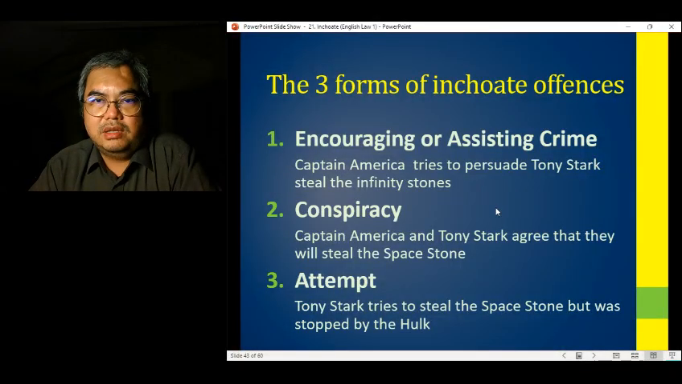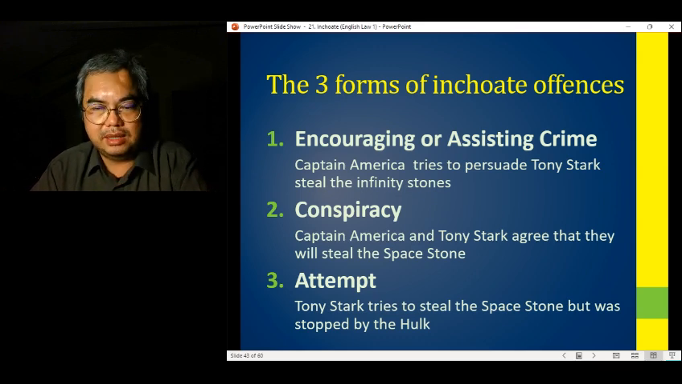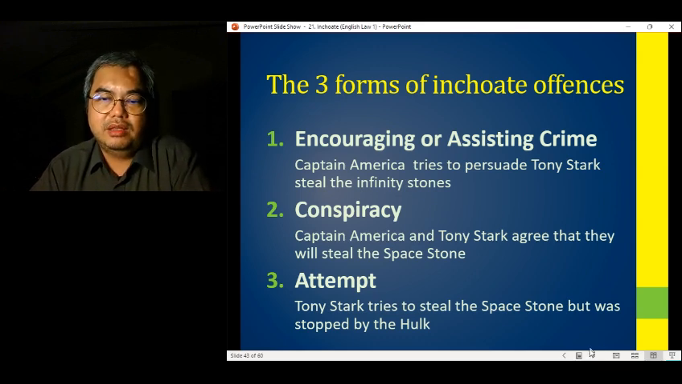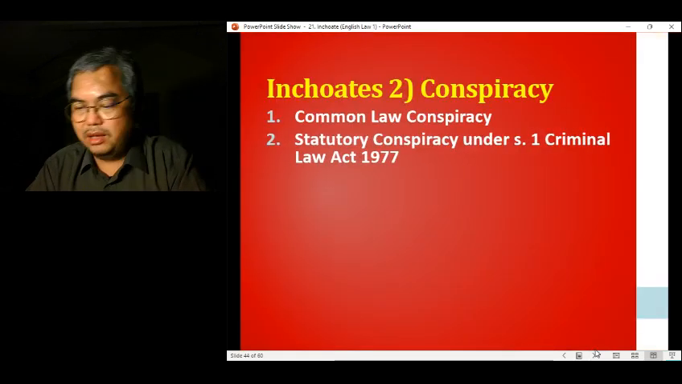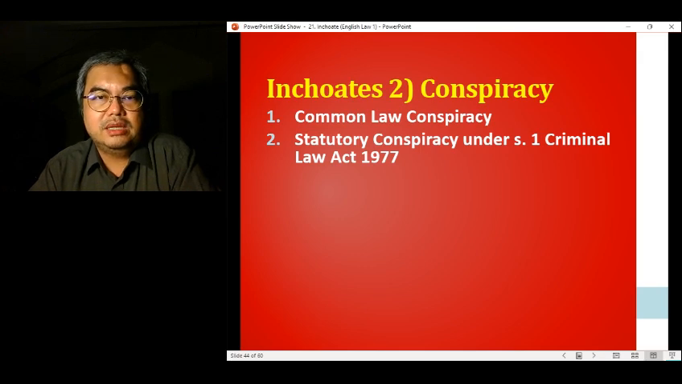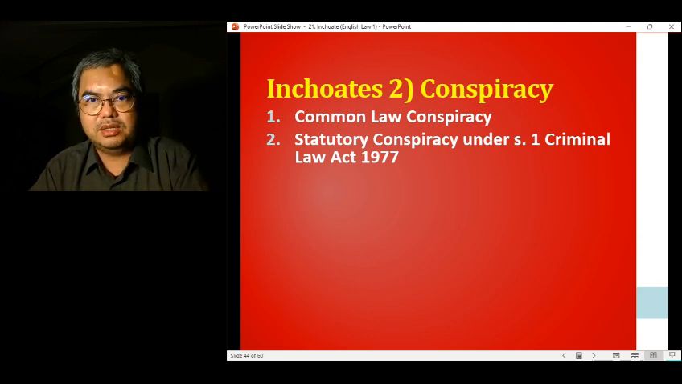We shall now move on to the next inchoate offense, which is conspiracy. Now, the key thing to conspiracy is that there must be an agreement. There must be an agreement, and it is between two or more people. Under English law, there are two kinds of conspiracy. There are common law conspiracy and statutory conspiracy.